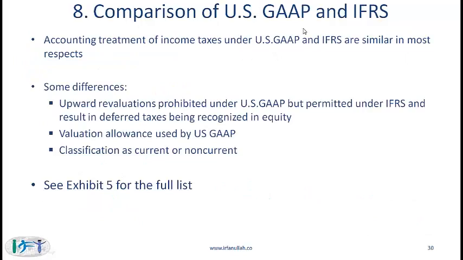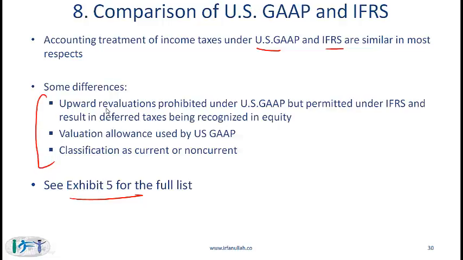Section 8, comparison of US GAAP and IFRS. Again, the curriculum gives us a long laundry list that is available in Exhibit 5. I'll just make some high-level points because I don't think this material is overly testable. By and large, the accounting treatment under US GAAP and IFRS is fairly similar, but there are differences. Here are some that I want to highlight.